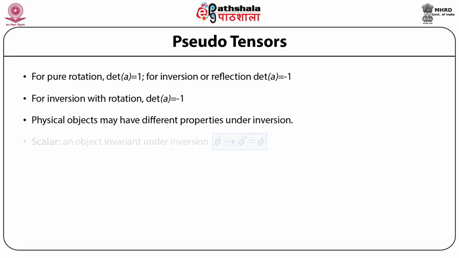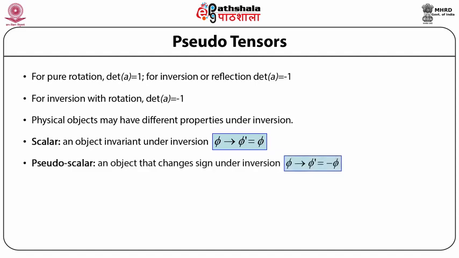So first of all, let us consider a scalar quantity. Then if a scalar quantity defined by phi undergoes an inversion operation from phi to phi prime, then we see that this is invariant under such an operation and phi prime turns out to be equal to phi. However, if we consider a scalar quantity which undergoing this inversion operation changes its sign, that is, as phi goes from phi to phi prime, then phi prime is equal to minus phi, then such a scalar quantity is called a pseudo scalar quantity.